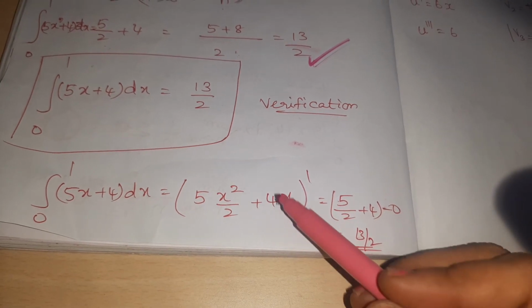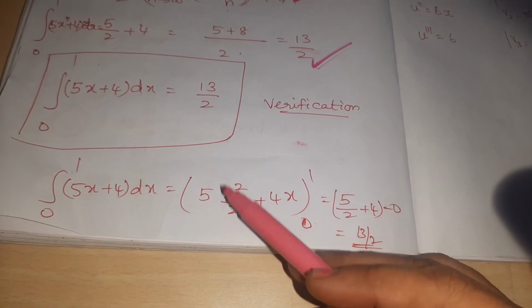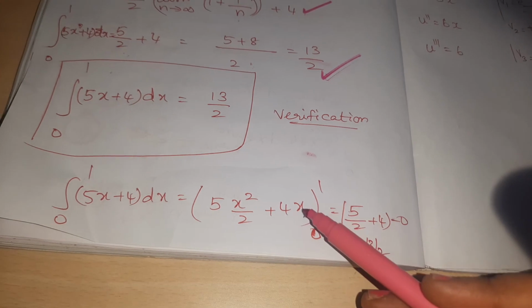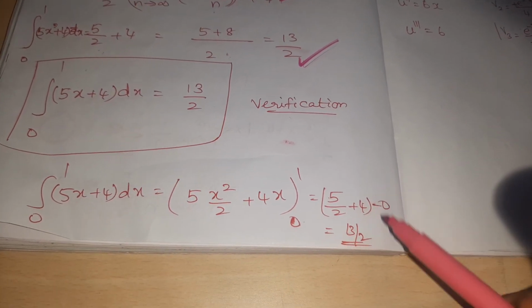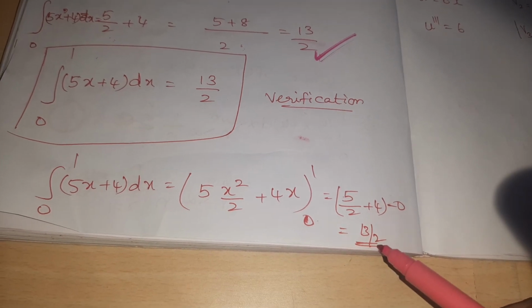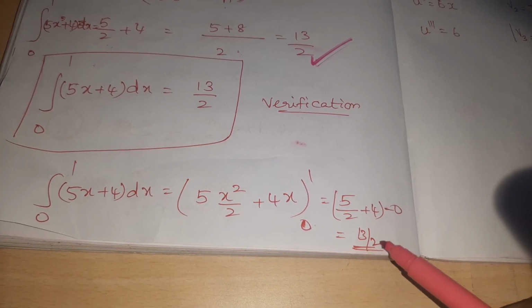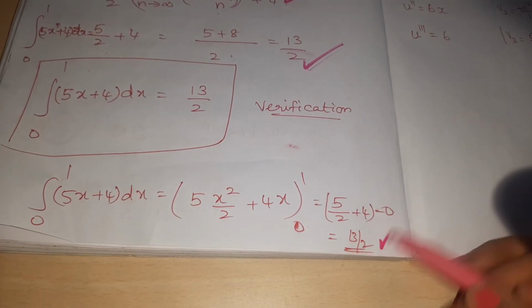If I substitute the lower limit, I will get 0. Here I am substituting 0, here also I am substituting 0. So 0 into anything is 0. So 5 by 2 plus 4. If you take LCM as 2, you will get 13 by 2. So my answer is correct.